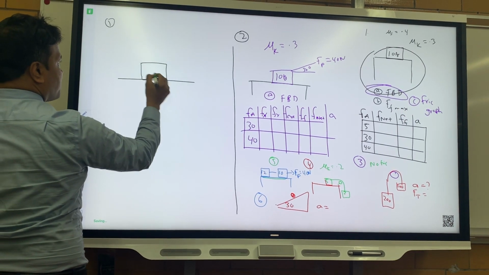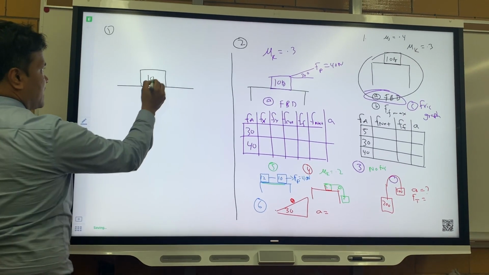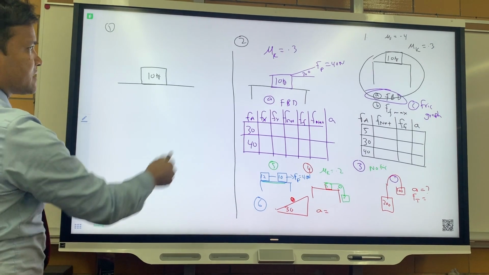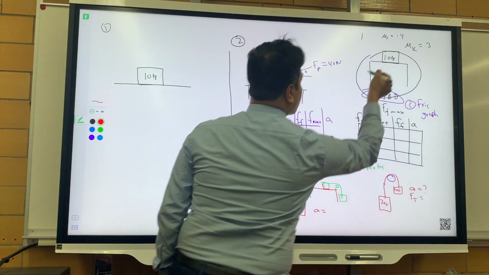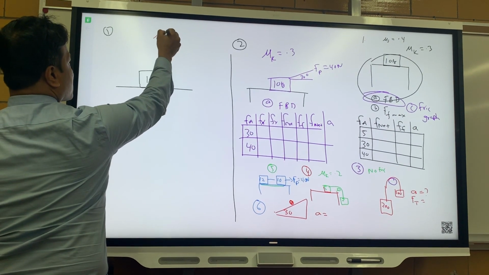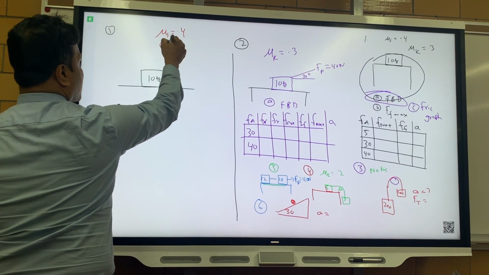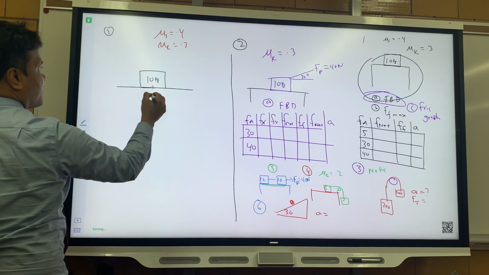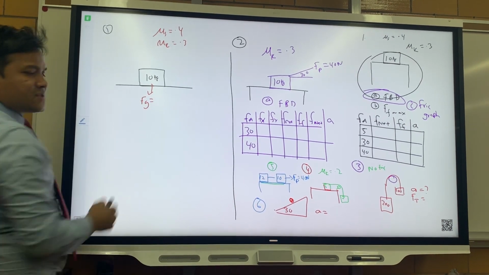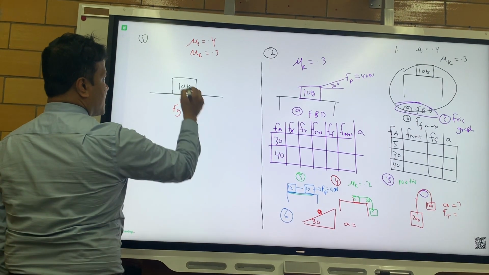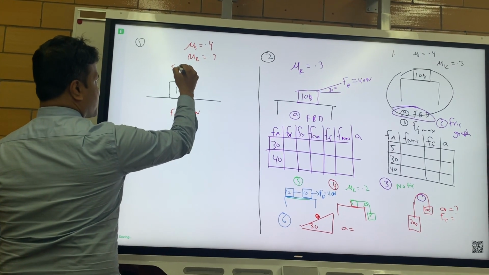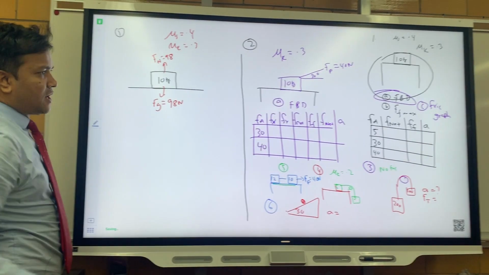And this is 10 kilograms. As you see, first we have to find, from number 1, we are doing number 1. Mu s is 0.4. Mu k is 0.3. Now first we're going to find Fg. What is Fg? Fg is 98. I want you to tell me as I need the information. 98, okay?